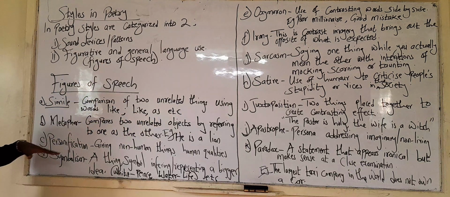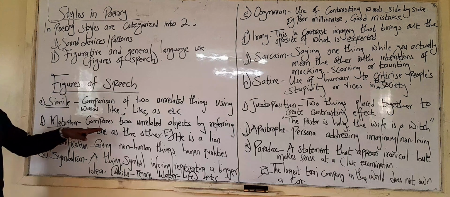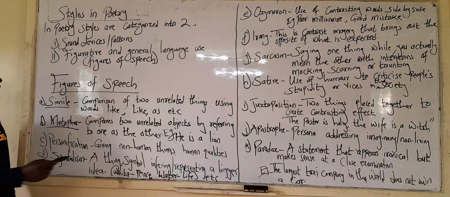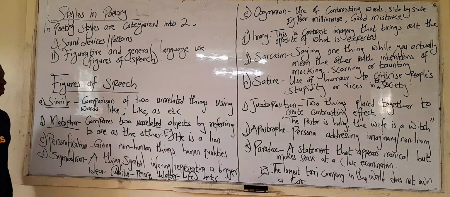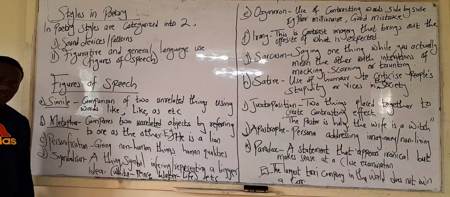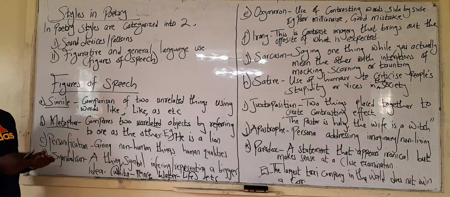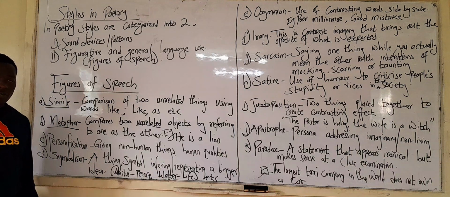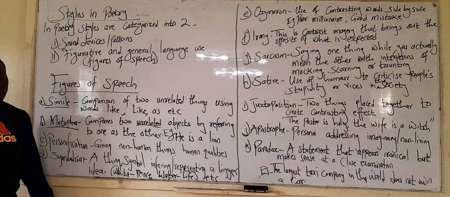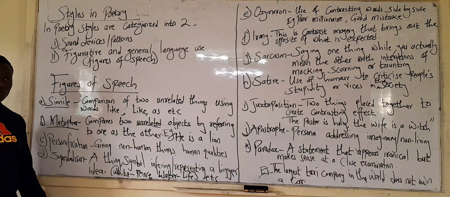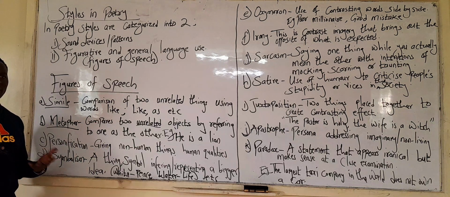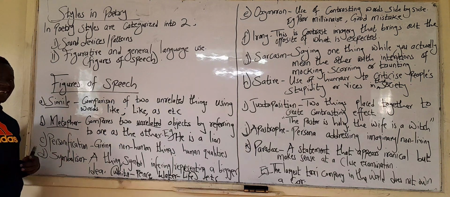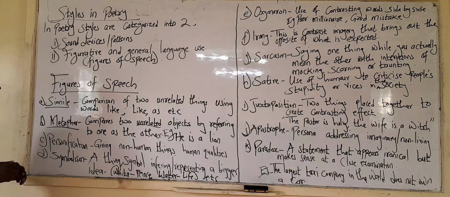A metaphor compares two unrelated objects, and a very key thing, two unrelated objects, by referring to one as the other. You can say he is a lion. What else can you say? She is a peacock. Maybe she's proud, beautiful, things like that. So you are comparing two unrelated objects, directly referring to one as the other.